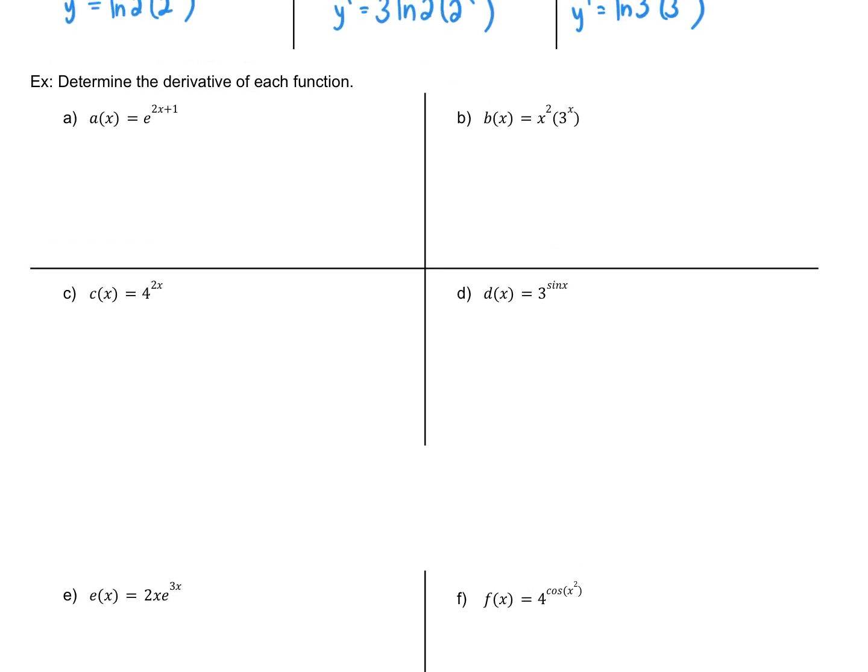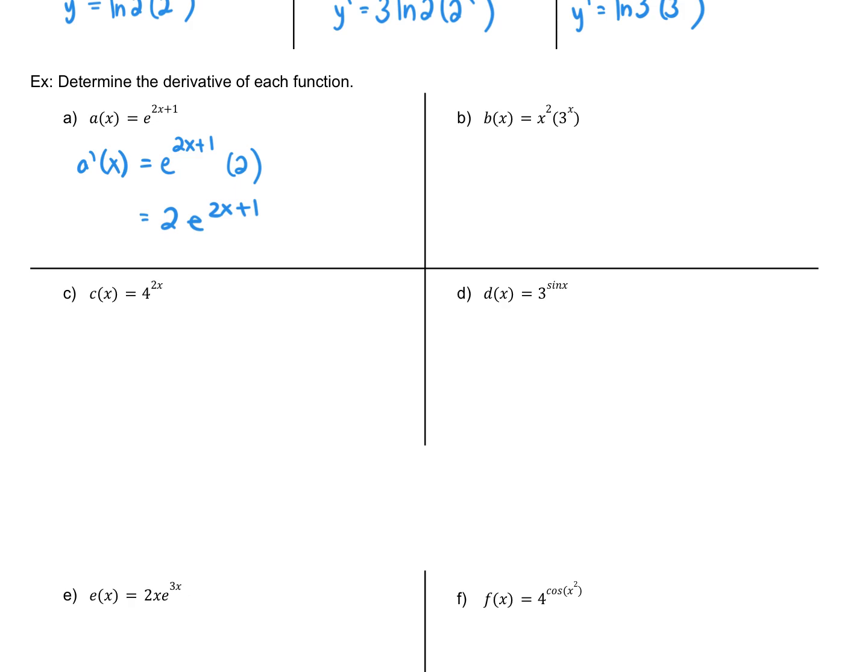We have e to the power of 2x plus 1. So a prime of x, I don't have to write ln e because I know that's equal to 1. So I'm just going to write e to the power of 2x plus 1. There's the derivative of the outside function, and that'll get multiplied by the derivative of the exponent, which is 2. And I'll just write that 2 out in front because it looks a little nicer.